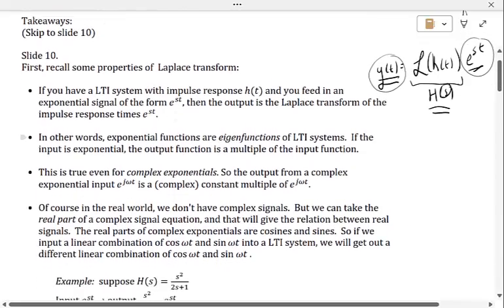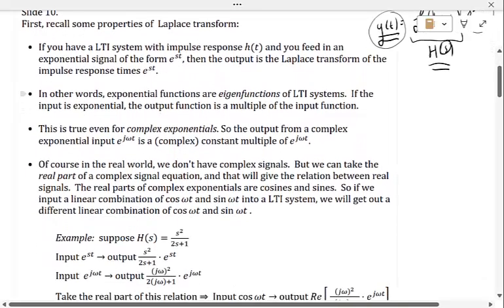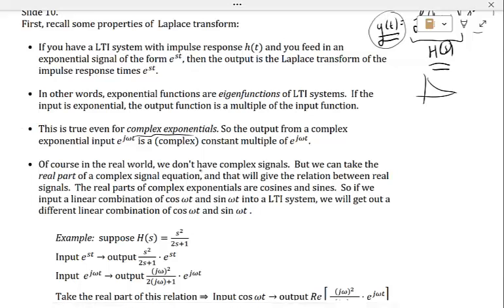Now the amazing thing is that you can do the same thing with complex exponentials, and complex exponentials give you sinusoids. So the output from a complex exponential input, e to the j omega t, is a complex constant multiple of e to the j omega t. Sinusoid in, sinusoid out. And that's a special property of linear time invariant systems.